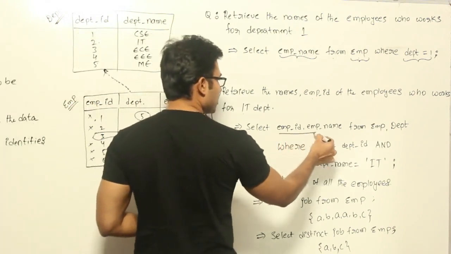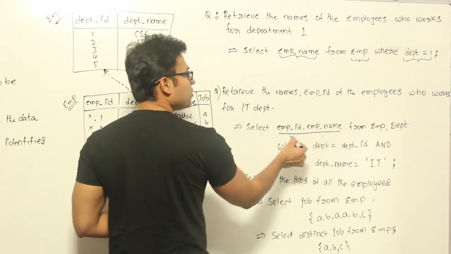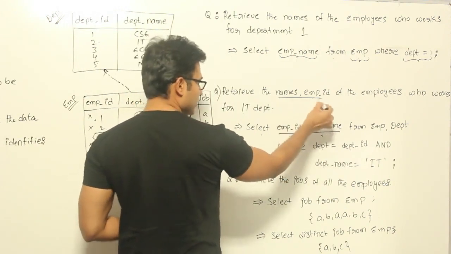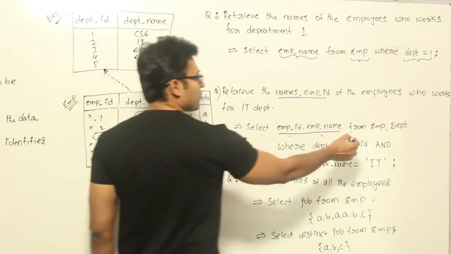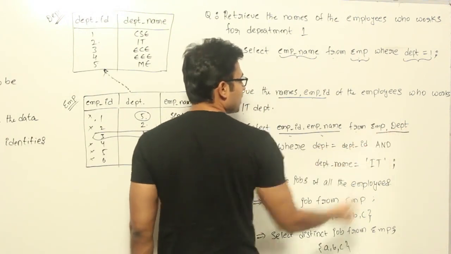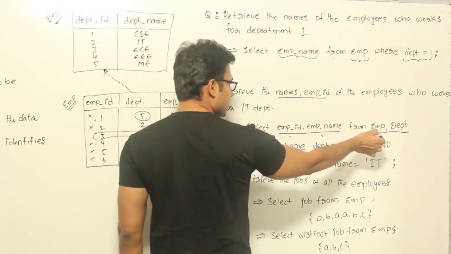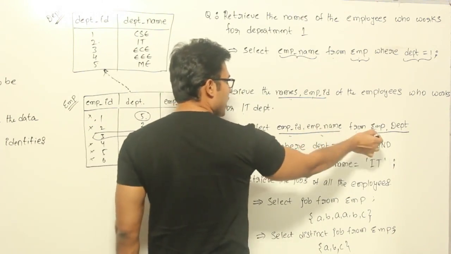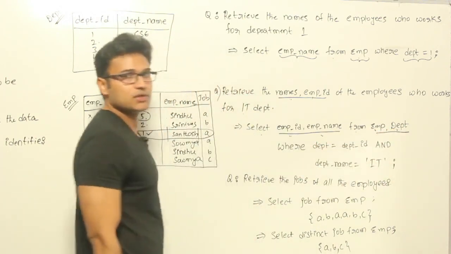Now this is nothing but the projection. So select employee ID and employee name. Why only these two? Because that is what is asked, names and employee IDs. That is why only these two. From where? From these two tables, employee and department. Now why these two tables? Because the required information which you want to display is in this table, and then the department name is in department. That is why these two tables.